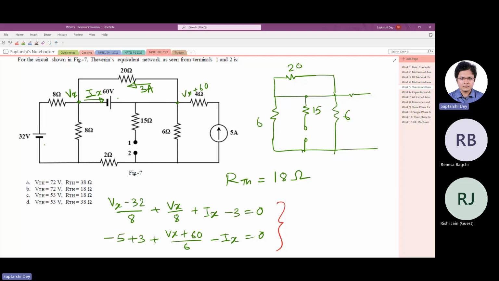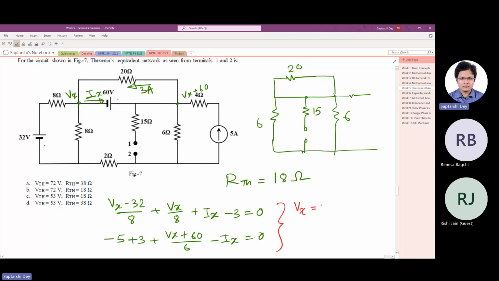Renes, are you solving this? Yes, sir. I'm solving. Just let me know whether your answer matches.